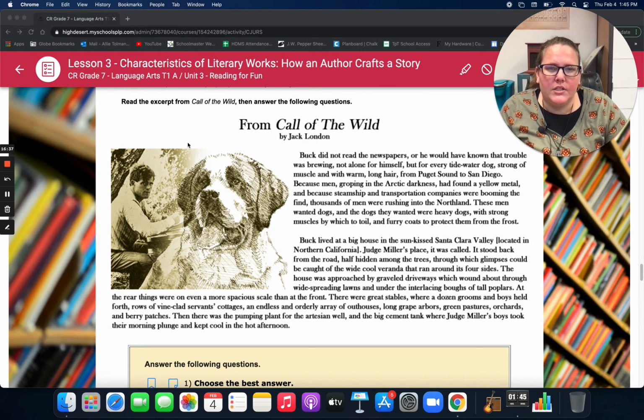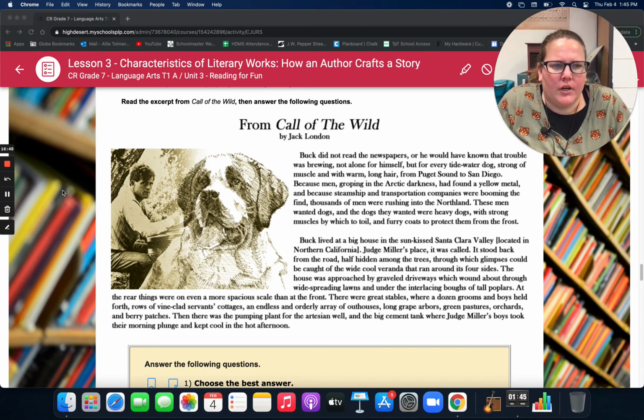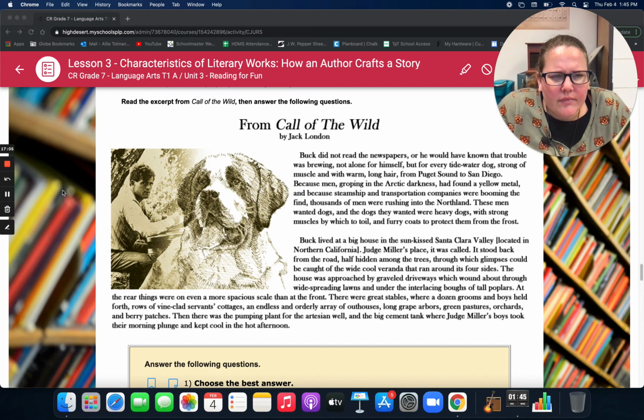Call of the Wild by Jack London. Buck did not read the newspapers, or he would have known that trouble was brewing, not alone for himself, but for every Tidewater dog, strong of muscle and with warm, long hair, from Puget Sound to San Diego. Because men groping in the Arctic darkness had found a yellow metal, and because steamship and transportation companies were booming the find, thousands of men were rushing into the Northland. These men wanted dogs, and the dogs they wanted were heavy dogs, with strong muscles by which to toil, and furry coats to protect them from the frost.